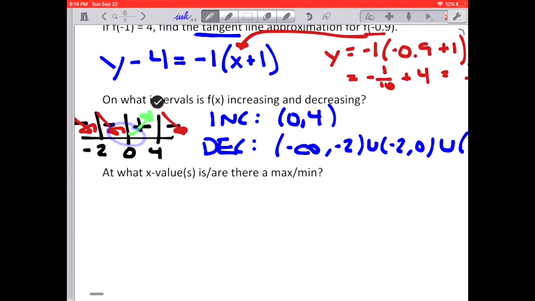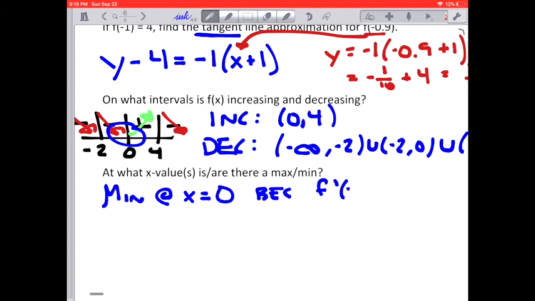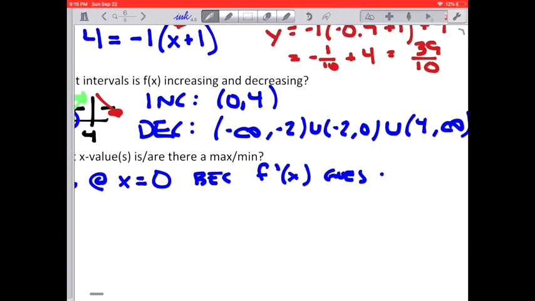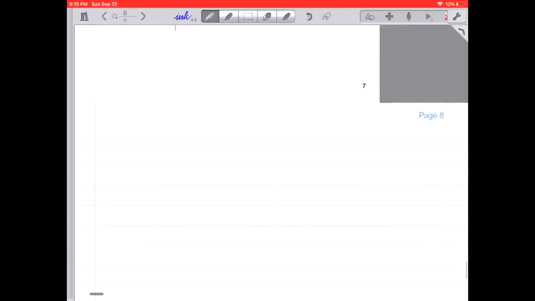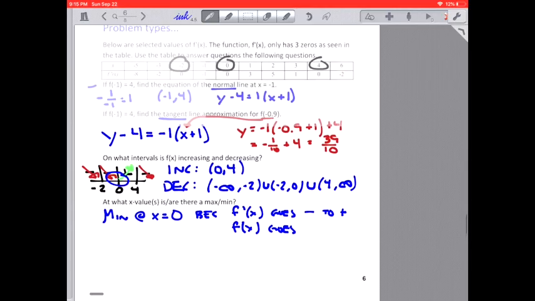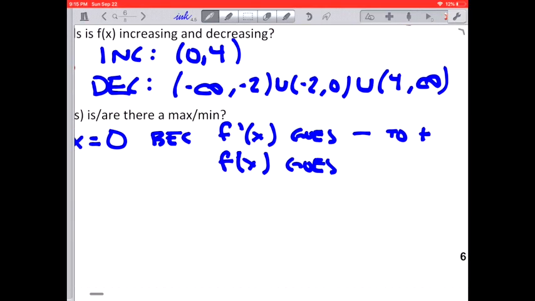So I can see I've got a min at x equals 0, because it goes from decreasing to increasing. Being very specific, because f prime of x goes from negative to positive. Therefore, f of x goes increasing. Oops. Goes from increasing to decreasing.